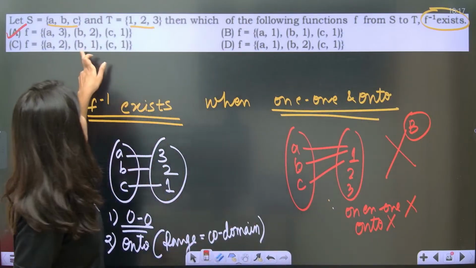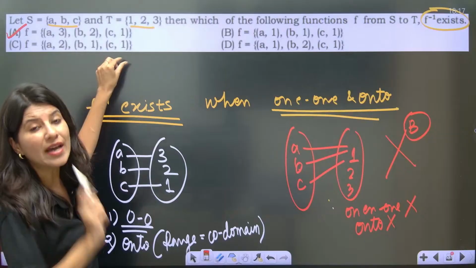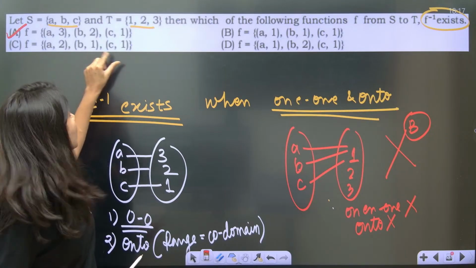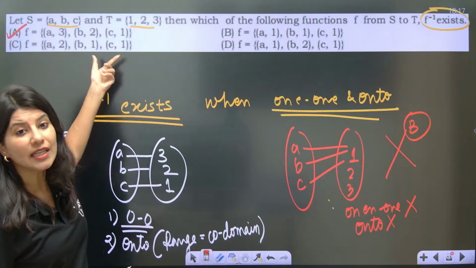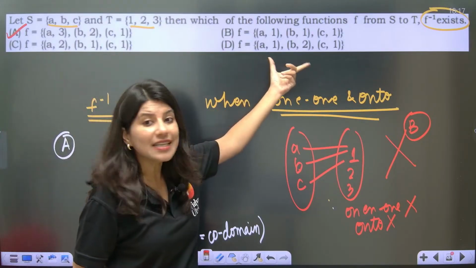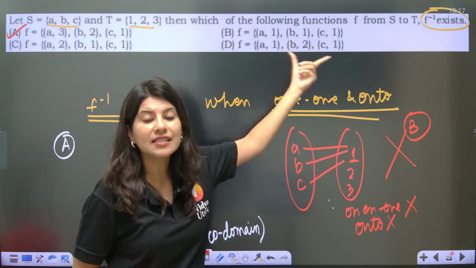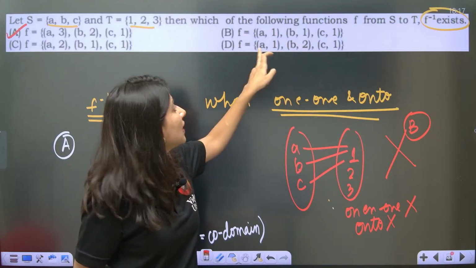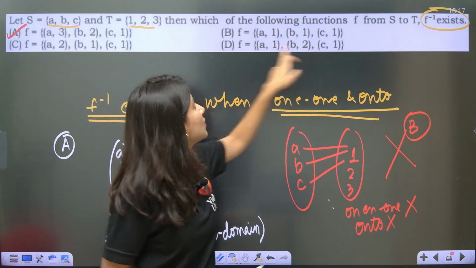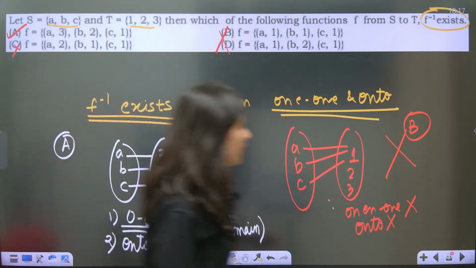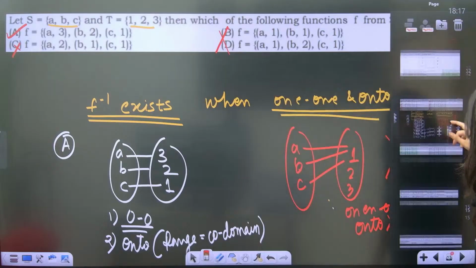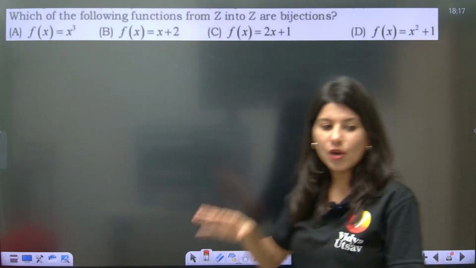Again, B and C will have 1 as their output. That is one thing, and 3 is not available over here in the range. Same here, 3 is missing from the range. A and C will share the same output, that is A is having 1, C is also having 1. That is why B, D, C, all 3 options are incorrect. You should know why your options are incorrect. Be very sure about it.